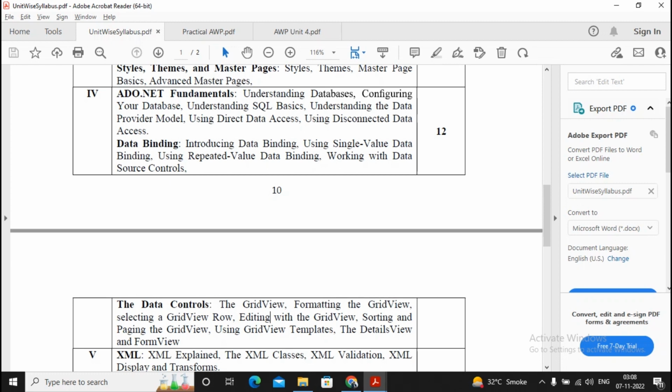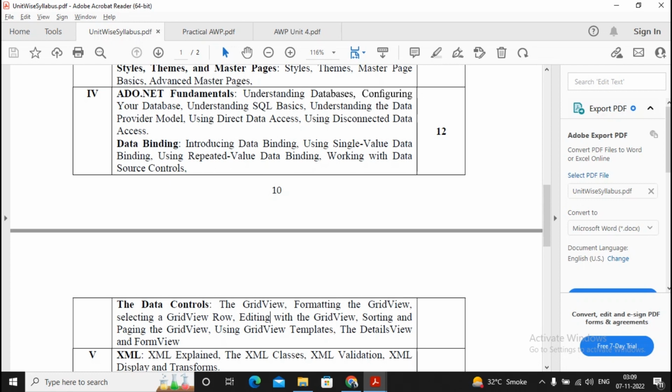Unit 4 consists of three parts: ADO.NET fundamentals, data binding, and data control. From my perspective, I will always be giving importance to ADO.NET fundamentals and data binding. You know that in this unit, 6 questions are asked, out of which you have to opt for any 3. ADO.NET fundamentals, you can write quite a lengthy answer.